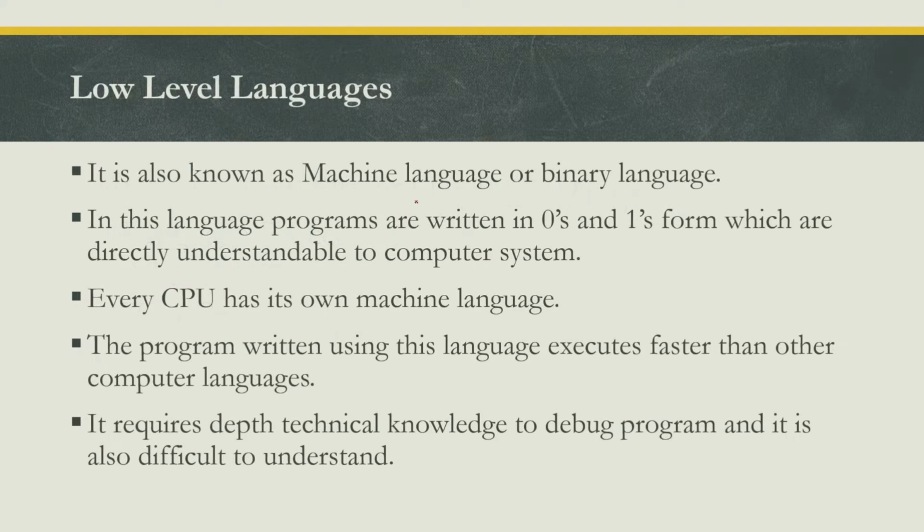So let's start with the lower level language. It is also known as machine language or binary language. Binary languages have a long history, and you can read that history from the link of Wikipedia that I have given in the description below, or you can find it from Google.